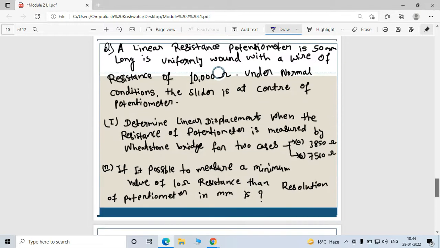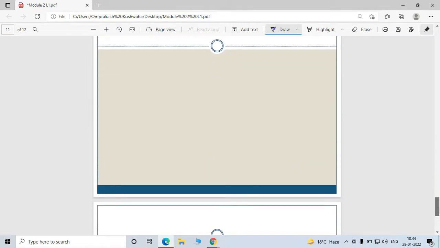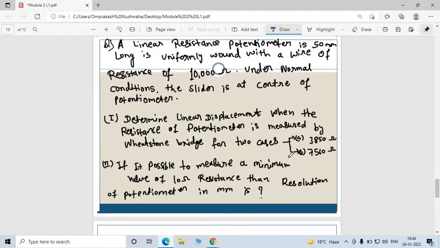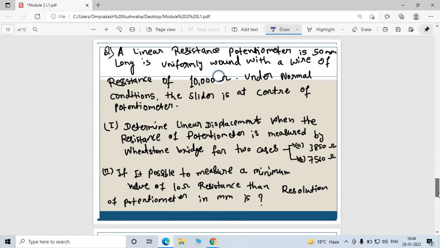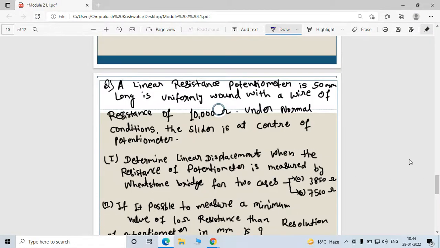So if I consider one example here, you will be more clear about this. First of all, read the question and try to solve it. A linear resistance potentiometer is 50 mm long, uniformly wound on the wire of a resistance of 10,000 ohm, or you can say 10 kilo ohm.